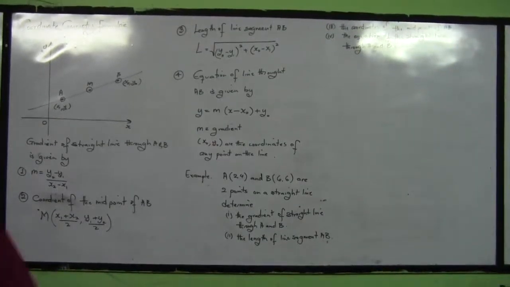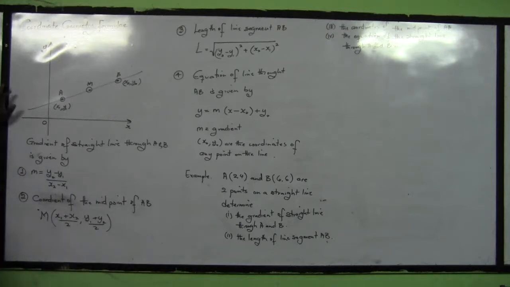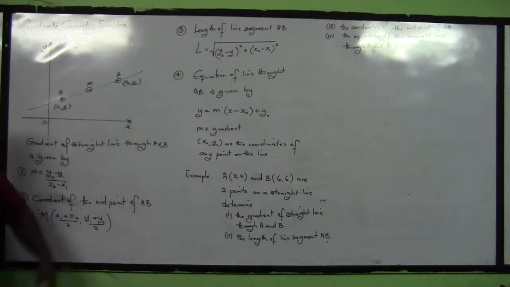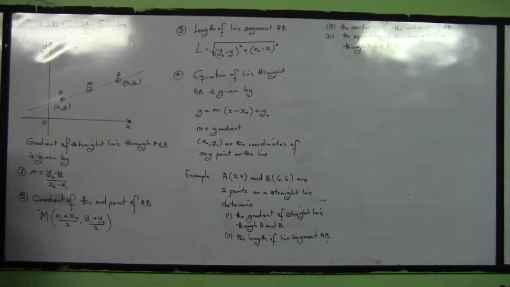All right. Let's have a look at coordinate geometry formulae, the formulae used in coordinate geometry. Most of these formulas are based on the idea of a straight line passing through 2 points. In order for the formulas to work, you need to know the coordinates of 2 points on the line, or you need to know the two points that the line is passing through.